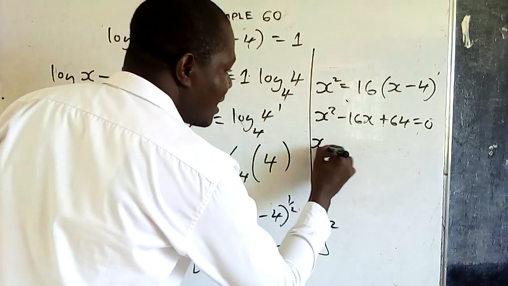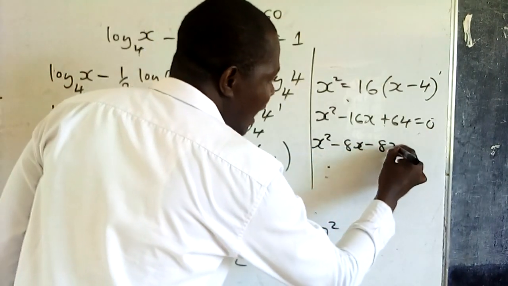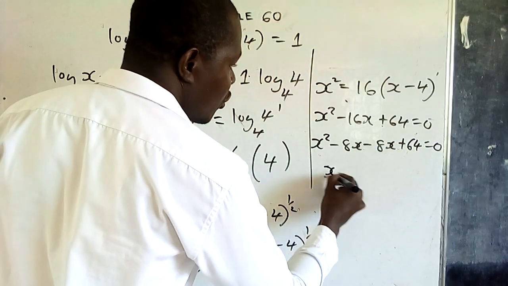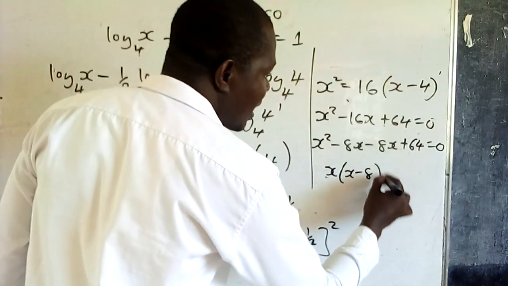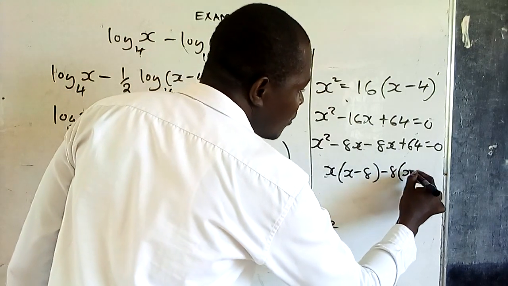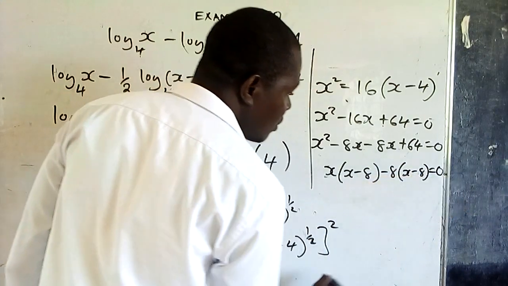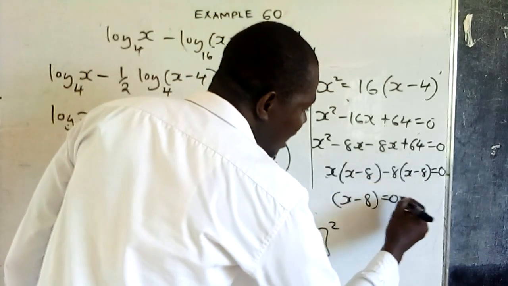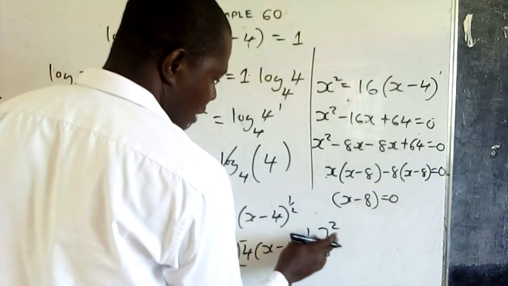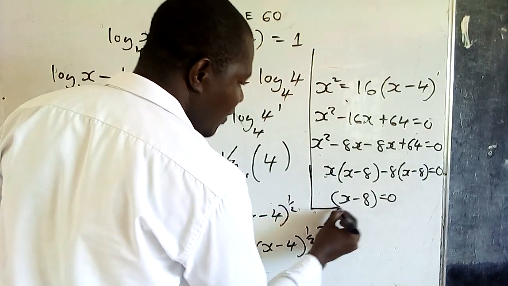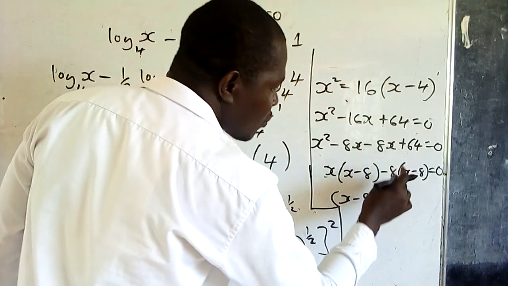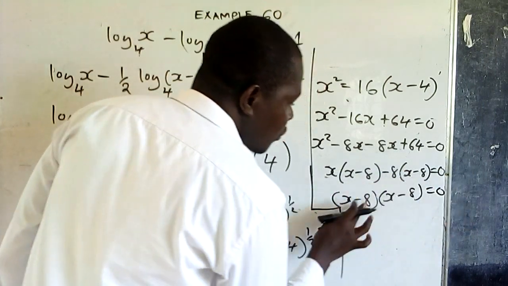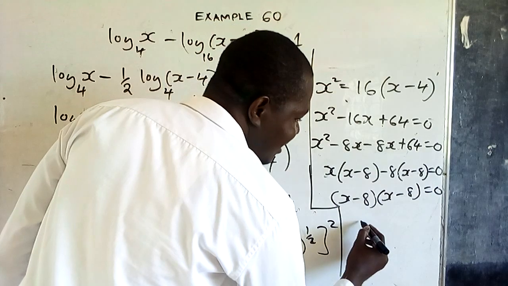Good. So you have x squared minus 8x minus 8x plus 64 is equal to 0. So you have x, you factorize out, you get x minus 8. Then you factorize negative 8, you get x minus 8 is equal to 0. So here either x minus 8 is equal to 0 or x minus 8 is equal to 0. Are we together there? Are you seeing that? So either this is 0 or this is 0, isn't it?